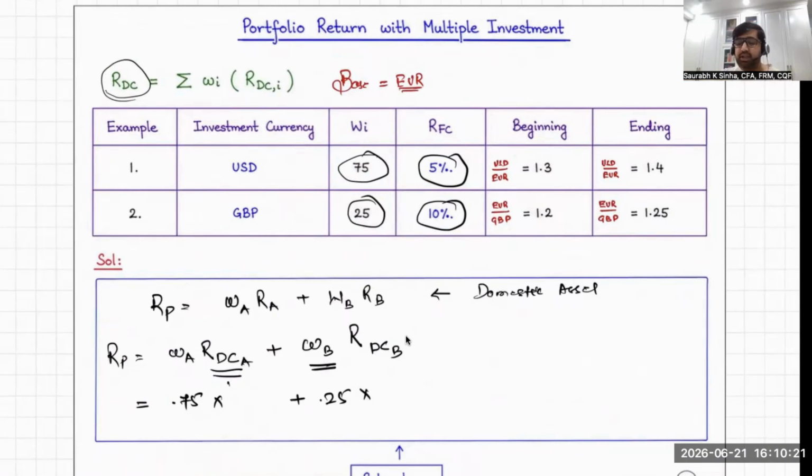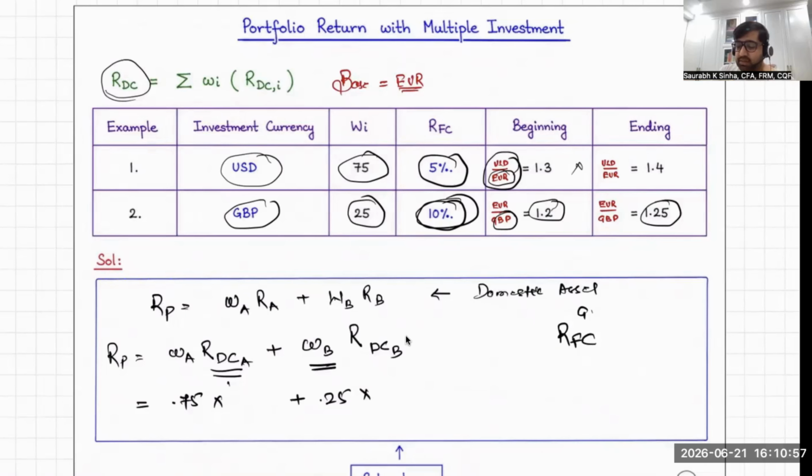Okay. So USD/EUR is the quotation given. Can I use this quotation directly? Is the foreign currency the base currency? No, I cannot use this quotation. Can I use this quotation? GBP is the foreign currency which is the base currency. Can I use this quotation to find out RFX? Because RFC is given. The foreign asset has increased in value by 10%. So RFC for GBP is 10%. RFX is 1.25 upon 1.2. I can directly use it.